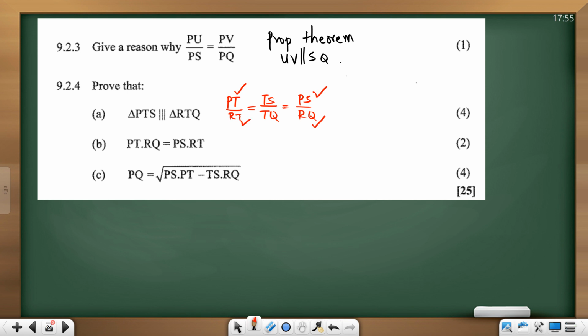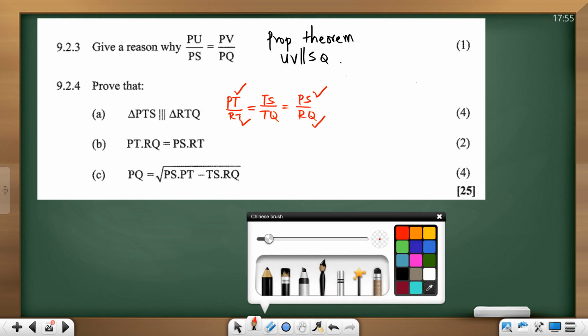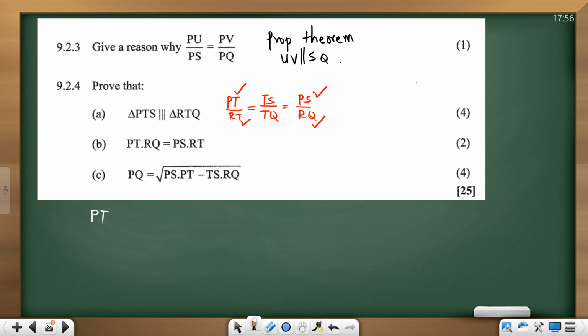But what would be your reason for writing that? If I want to write this whole thing, I would first say PT over RT equals to PS over RQ. Triangle PTS is similar to triangle RTQ. That's your reason there. That's why you can write that ratio. Can we cross multiply? PT times RQ equals to PS times RT. We're done. Make sense, everybody?